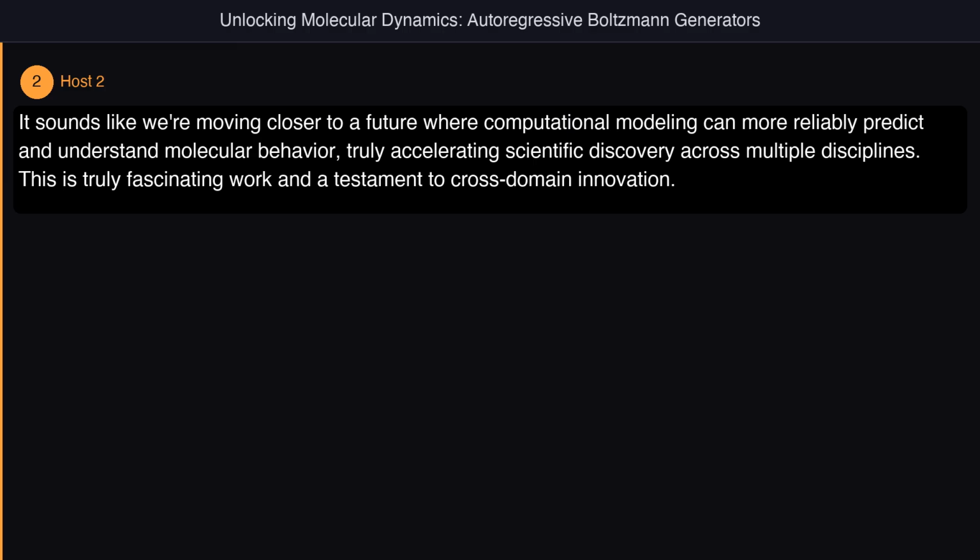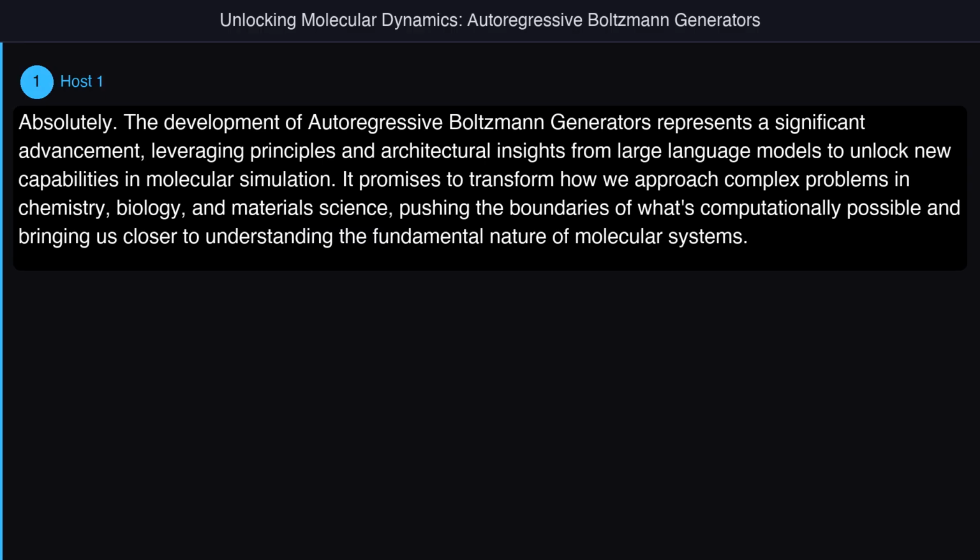This is truly fascinating work and a testament to cross-domain innovation. Absolutely. The development of autoregressive Boltzmann generators represents a significant advancement, leveraging principles and architectural insights from large language models to unlock new capabilities in molecular simulation. It promises to transform how we approach complex problems in chemistry, biology, and materials science, pushing the boundaries of what's computationally possible and bringing us closer to understanding the fundamental nature of molecular systems.